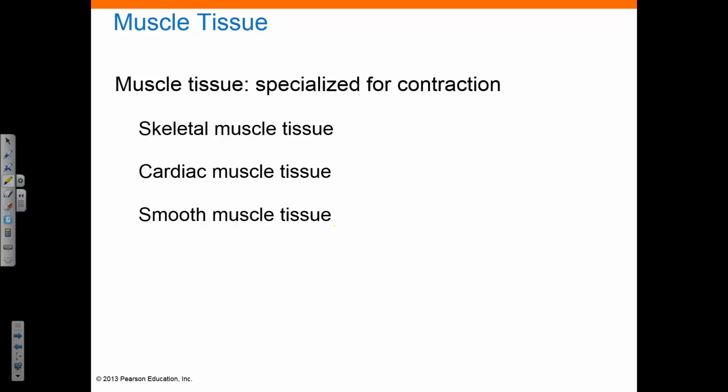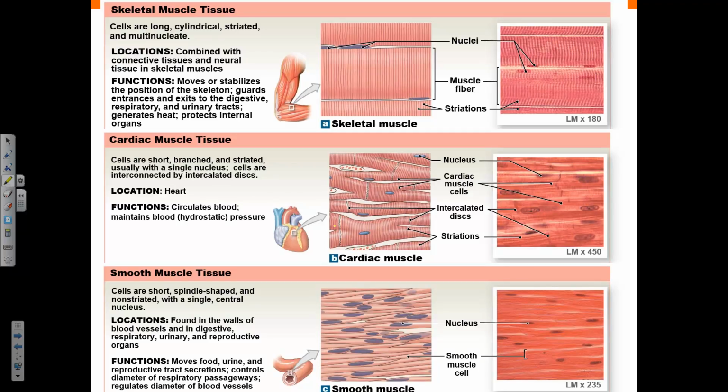Muscle tissue is a specialized type of tissue designed for contraction. There are 3 types of muscle tissues: skeletal, cardiac, and smooth muscle tissue. Skeletal muscle tissue contains long cells with multiple nuclei and striations present. These cells are also called muscle fibers and are under voluntary control.